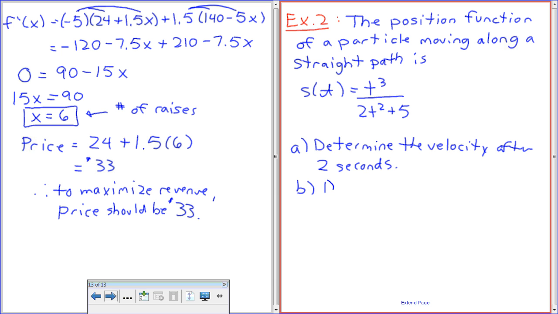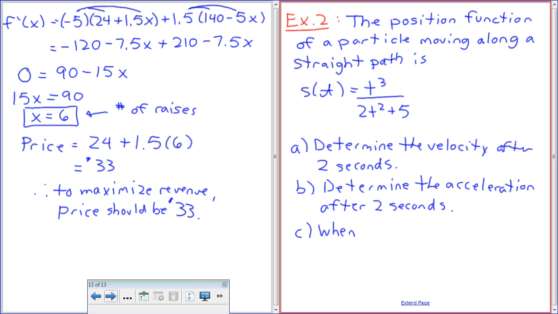B says determine the acceleration after 2 seconds. And C is going to say when is the particle increasing, or sorry, when is the velocity increasing and decreasing.